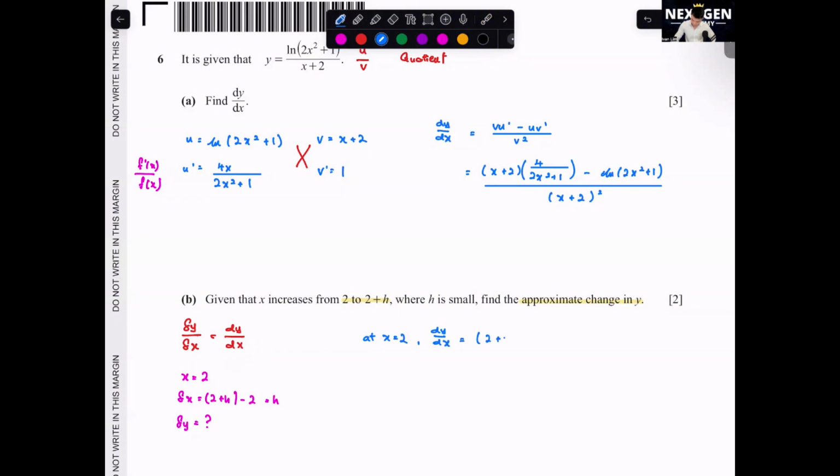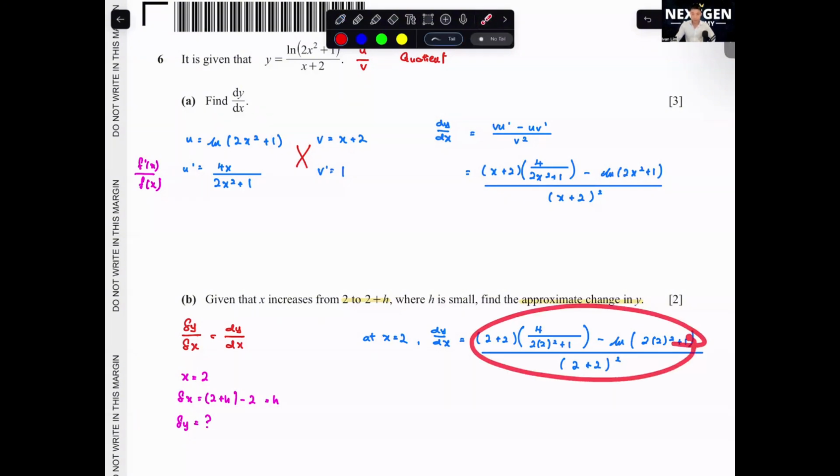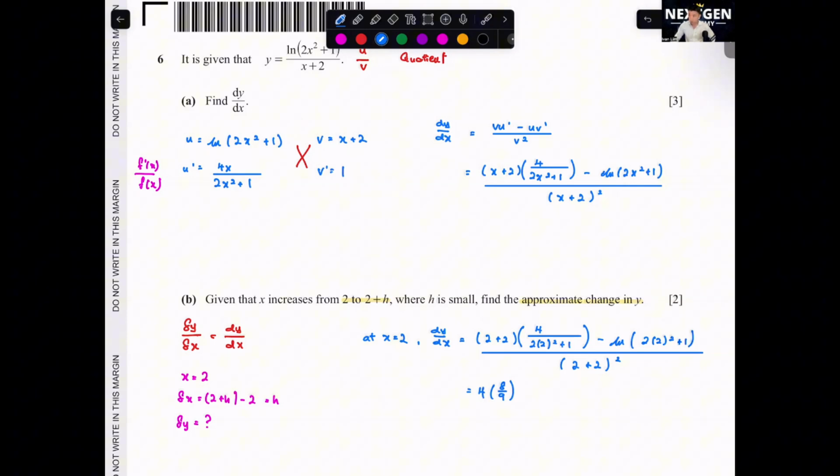What's the value here? 2 plus 2, 4 over 2 times 2 squared plus 1, minus ln of 2 times 2 squared plus 1, over 2 plus 2 squared. This one, be careful. Try not to type the entire expression like this into the calculator. Simplify it first. Like this one, 2 plus 2 we know is 4. 4 over 2 times 2 squared plus 1, this will be 9, so we write it like that first: 4 times 8 over 9. Because later if you put the whole thing in the calculator and write one of the values wrong, it will affect all the values. 2 times 2 squared plus 1 will be 9, so ln 9, then over 2 plus 2 squared, this will be 16.